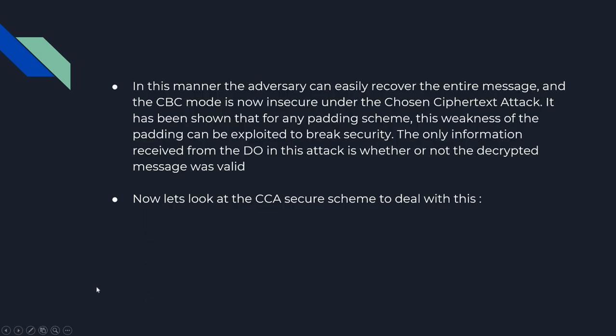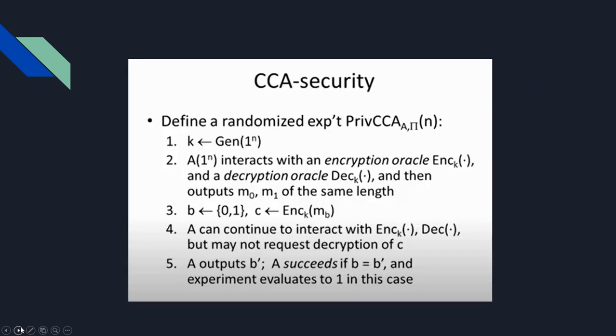So here we have seen that not by giving an entire decryption oracle, but just by giving information about whether the encoding of the underlying message is correct or not, the attacker can identify the entire plaintext. From this we can understand how important CCA security is. So now let's look at the actual CCA secure scheme to deal with such attacks.